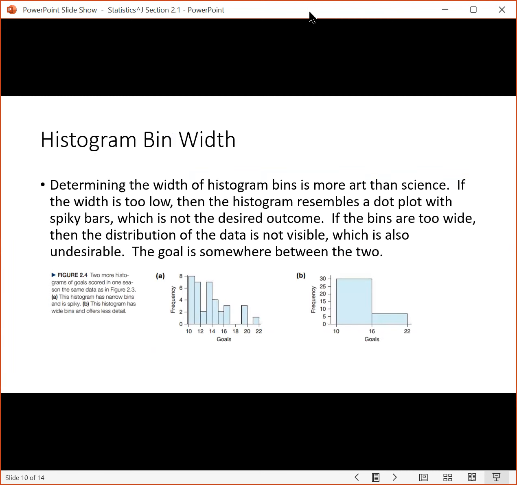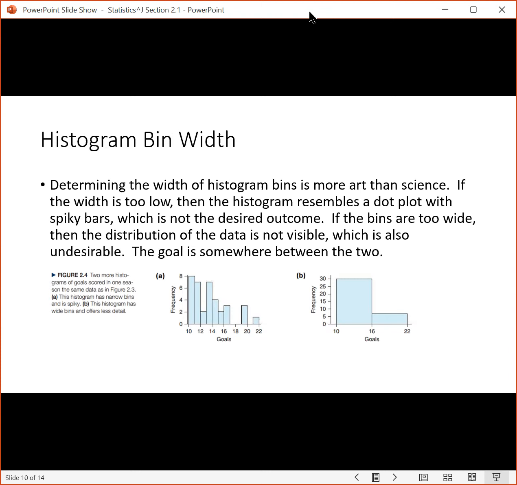All right, so the bin width, let's think about this for a second. Determining the width of the bins is more art than science. If the width is too low, then the histogram resembles the dot plot, with very spiky bars. That's actually not the desired outcome. We have the dot plot for that.